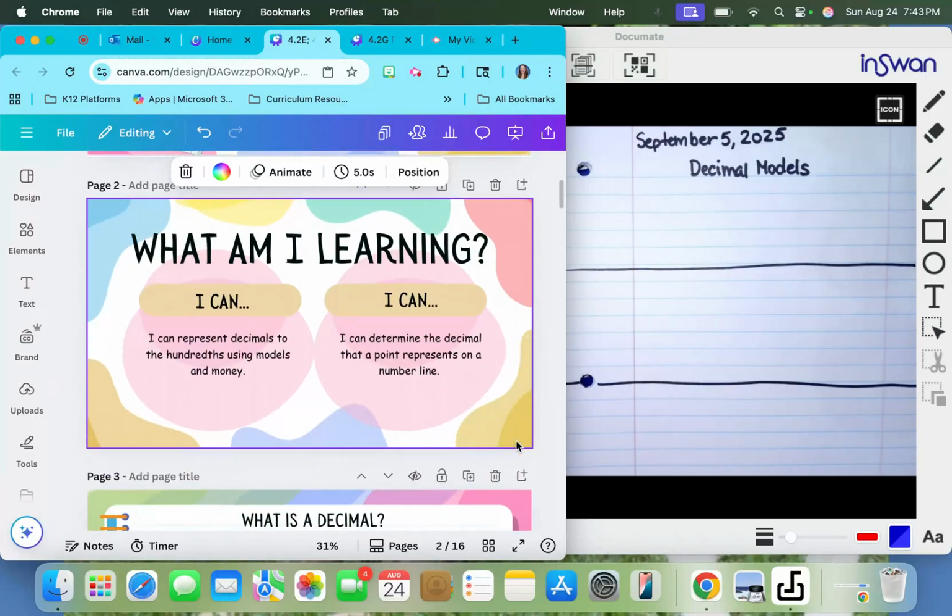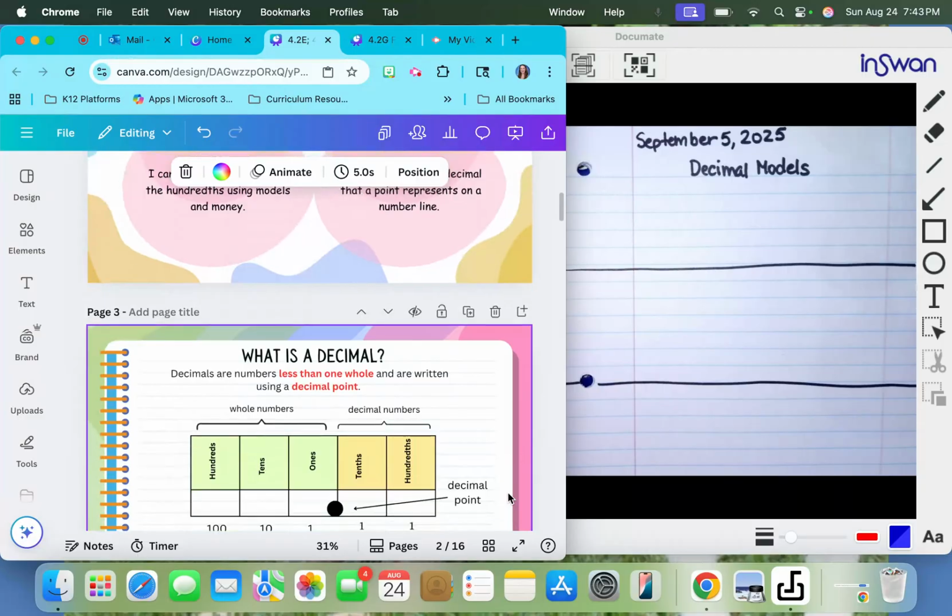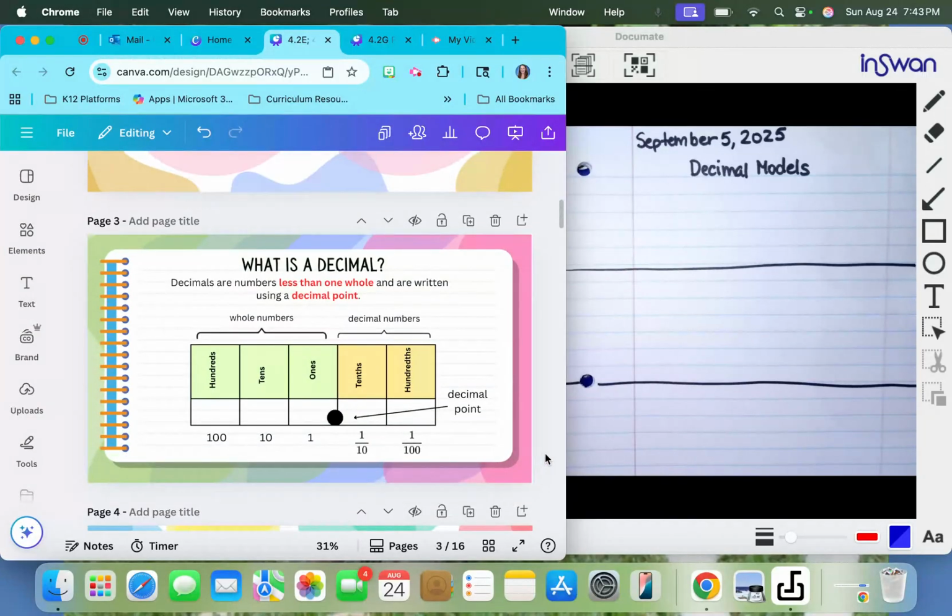Today we are going to be representing decimals to the hundredth using models and money. We are also going to determine the decimal that a point represents on a number line. So let's have a quick review on what is a decimal. We know that decimals are numbers that are less than one whole and are written using a decimal point.